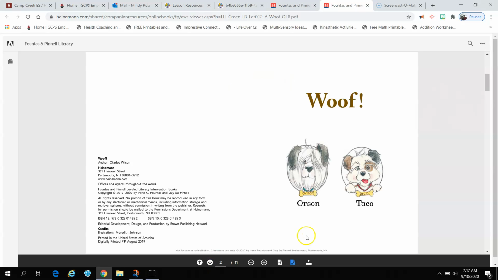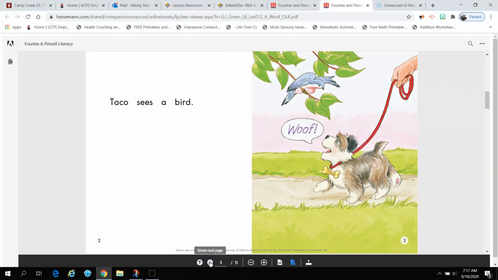Do you remember the characters in this book? Orson and Taco. So this one is primarily about Taco. Let's read it together. Before you begin, look at the picture to just refresh your memory.